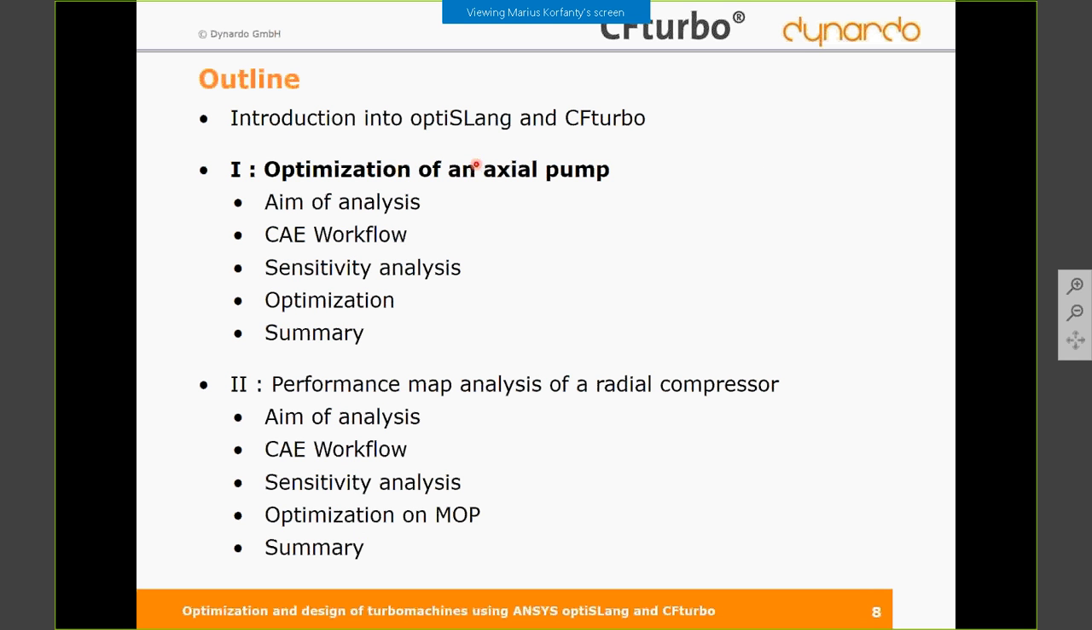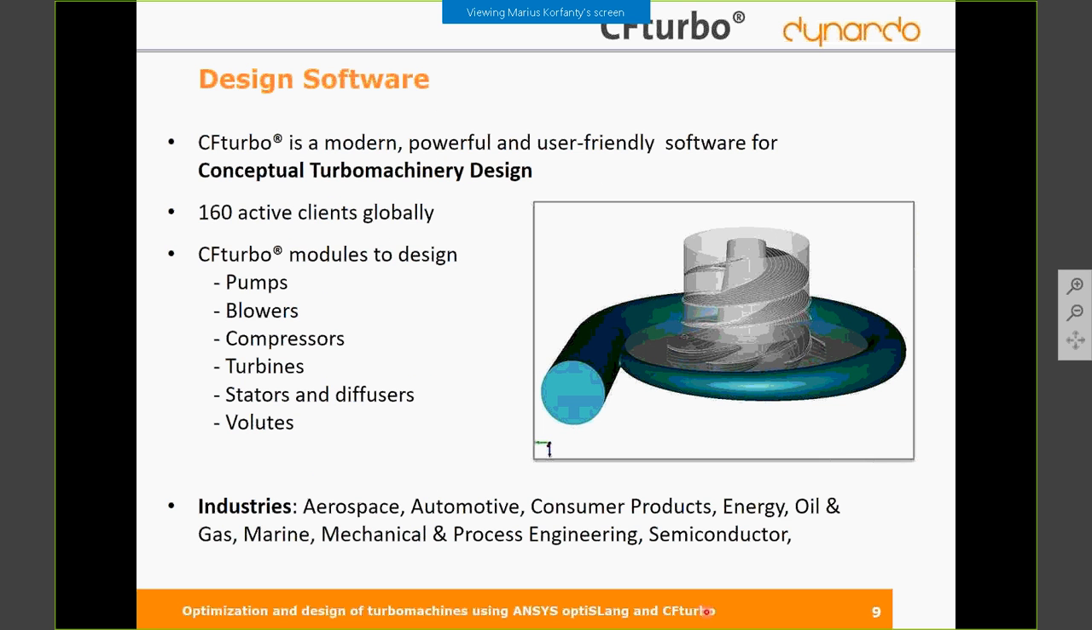Okay. I would like to start with a short introduction into CFturbo. Afterwards, we will have a look at an optimization example by means of an axial pump. CFturbo is a modern, powerful and user-friendly software for conceptual turbomachinery designs. We have about 160 active clients globally, and with CFturbo you are able to design pumps, blowers, compressors, turbines, stators and diffusers, vane and vaneless, and of course volutes.